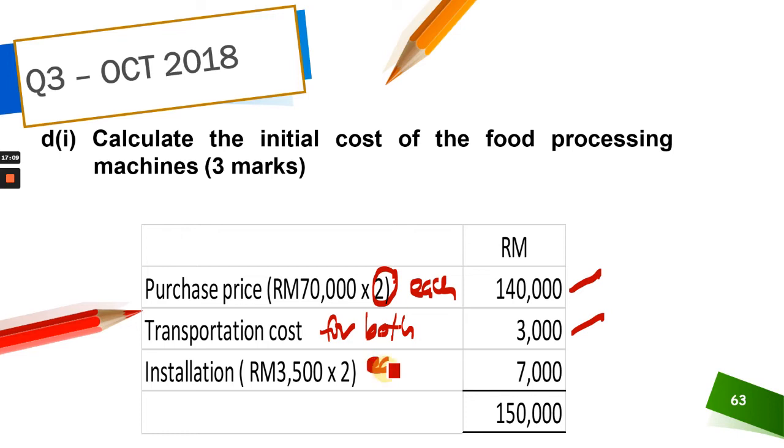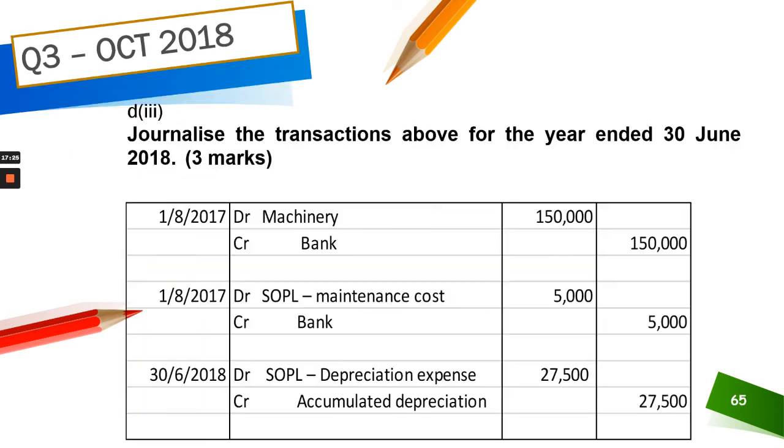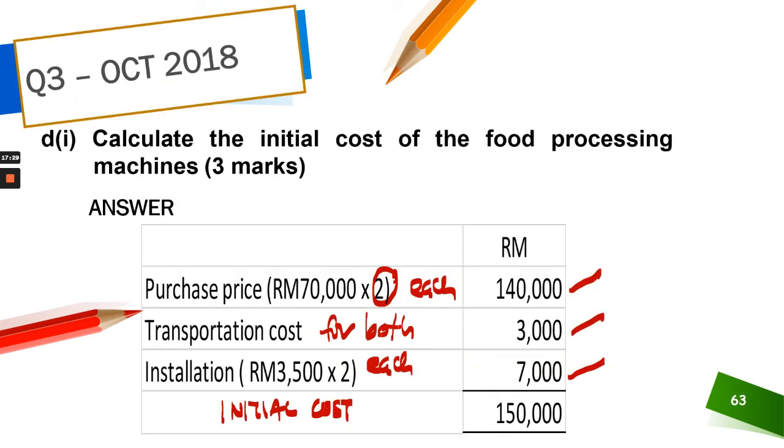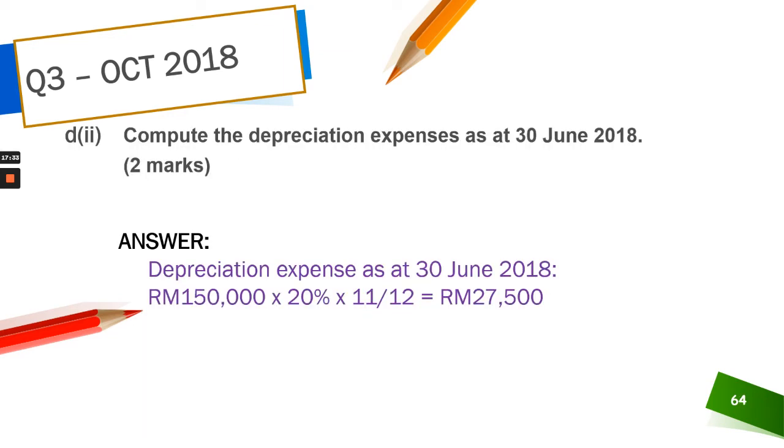Installation is also each, 3,005, so you times 2. So the total will be 150,000. And this is your total initial cost that you will pay, because you paid in cash. So if you do that, you calculate the initial cost, and that gets 150,000.